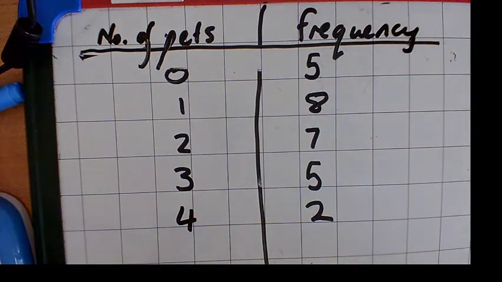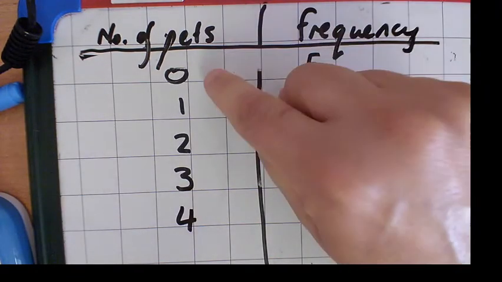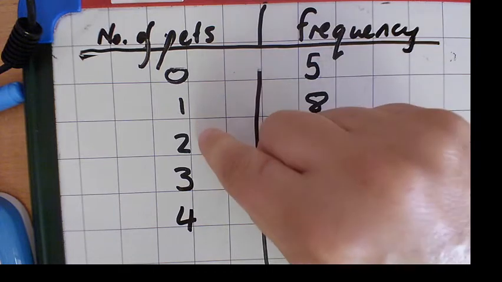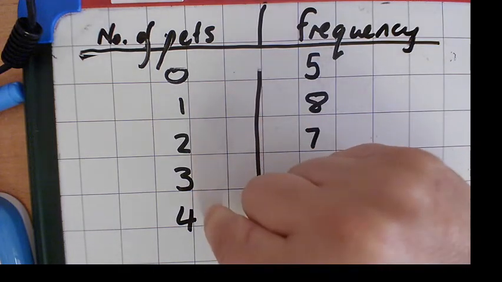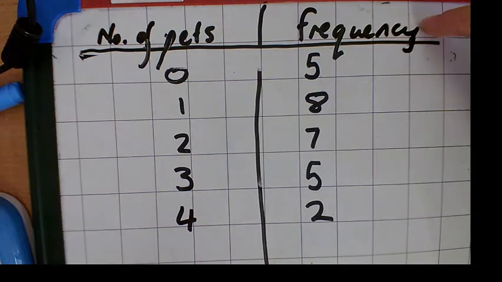Right, in this video we're going to learn how to find the modal number of pets. So here's my example. This is the number of pets. So some people have no pets, 1, 2, 3 or 4 pets. And this column is the frequency. Now the frequency means how many children had how many pets.